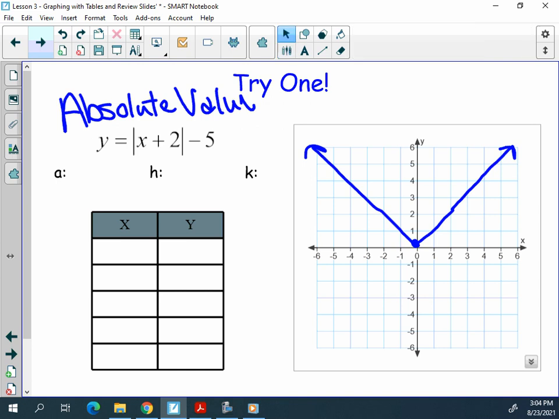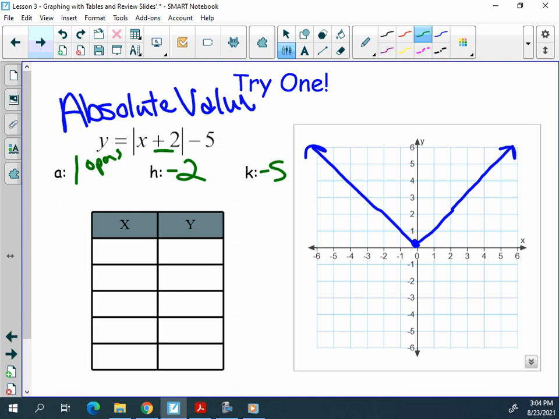Now in this transformed function, my a is 1, my h is negative 2 because of the plus sign, since minus a negative becomes plus, and my k is negative 5. So my a being 1 means we're going to open the same as our parent. So open same, meaning it's still an upward facing V. And because it's just 1, there's no width change.